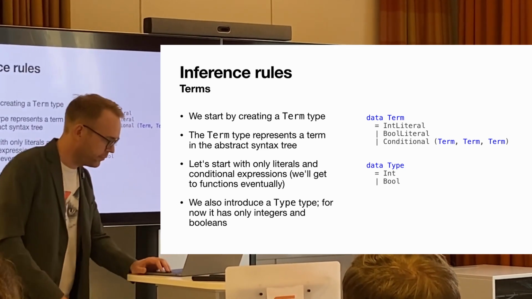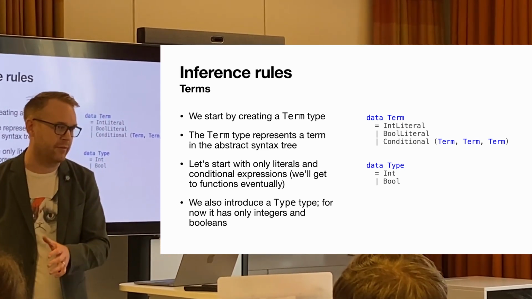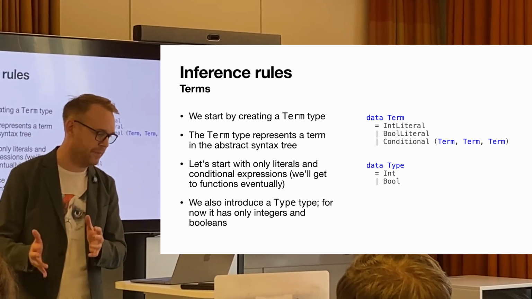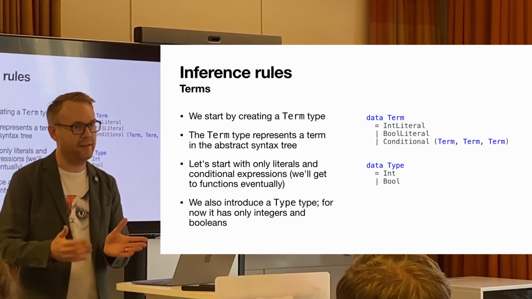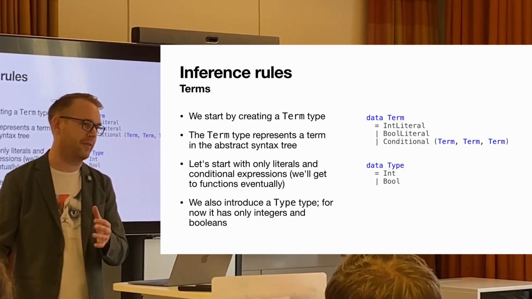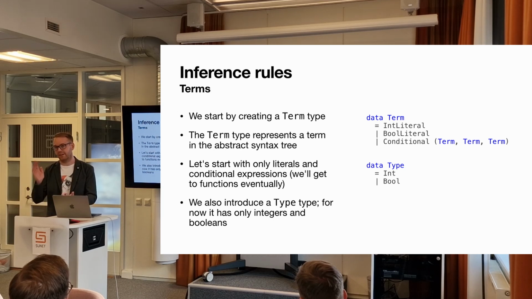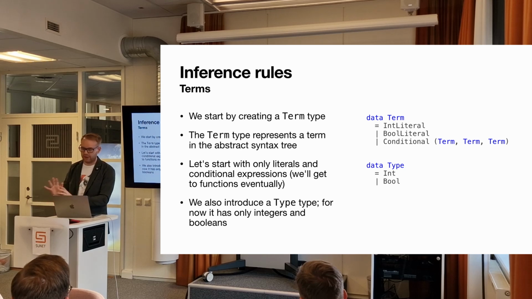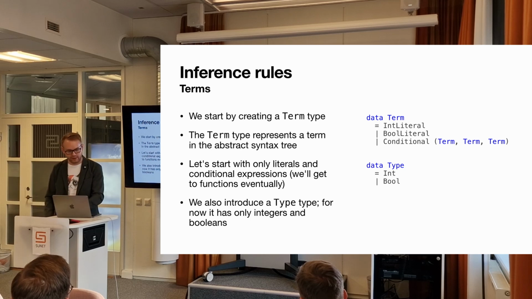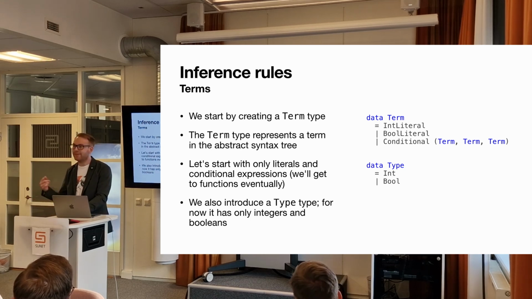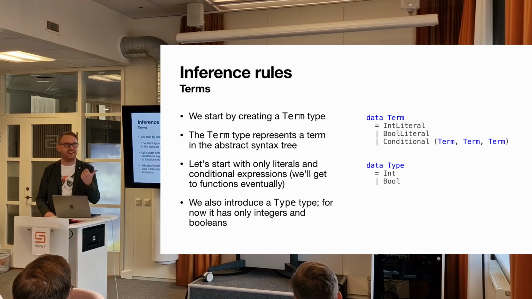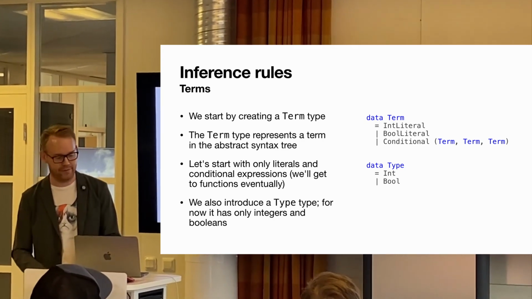Let's see. Oh yeah. Just to lay the groundwork, we'll start by defining a term type. The term basically represents a part of the abstract syntax tree. To keep things even simpler, we'll start off by just defining integer literals, Boolean literals, and conditional expressions. So we'll start there, and then we'll build up the rest of the type checker. We'll also define a type, which in our case has two different cases. So either it's an integer or it's a Boolean.